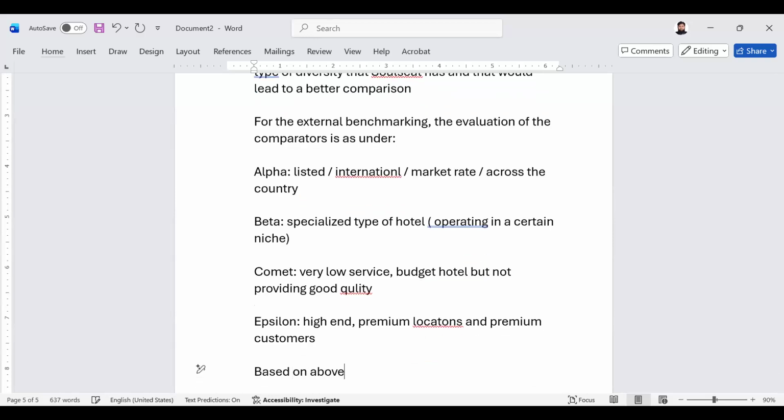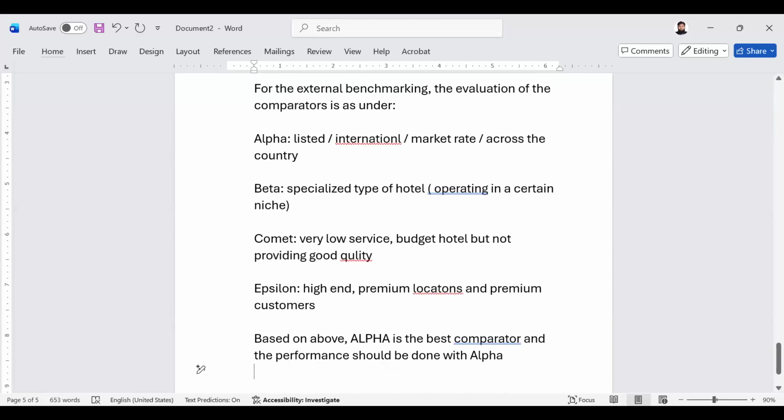Based on the above, Alpha is the best comparator and the performance benchmarking should be done with Alpha. So you should benchmark the performance with Alpha. All good here? Let's move on.